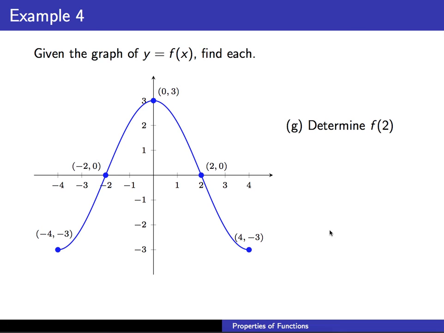Determine f of 2. This is where, what's the y value on the graph when x equals 2? Well, it's 0 because here's x equals 2, and the y value for that point is 0. So f of 2 is 0.